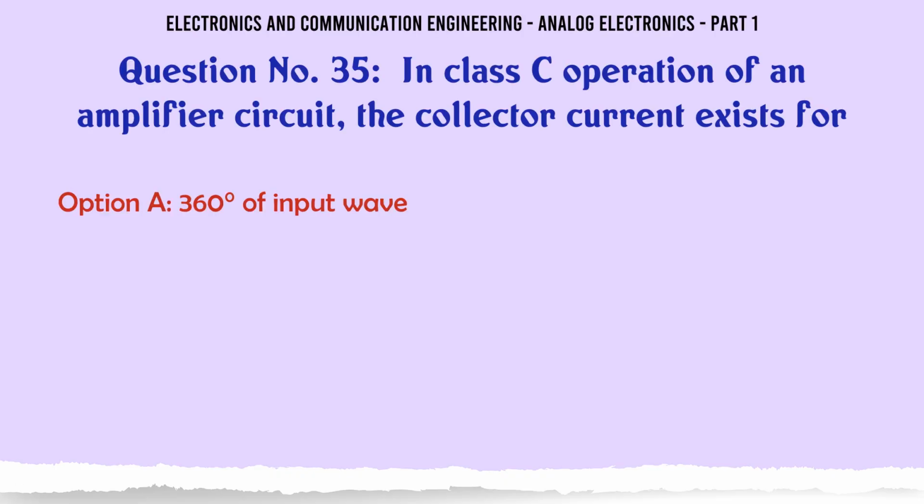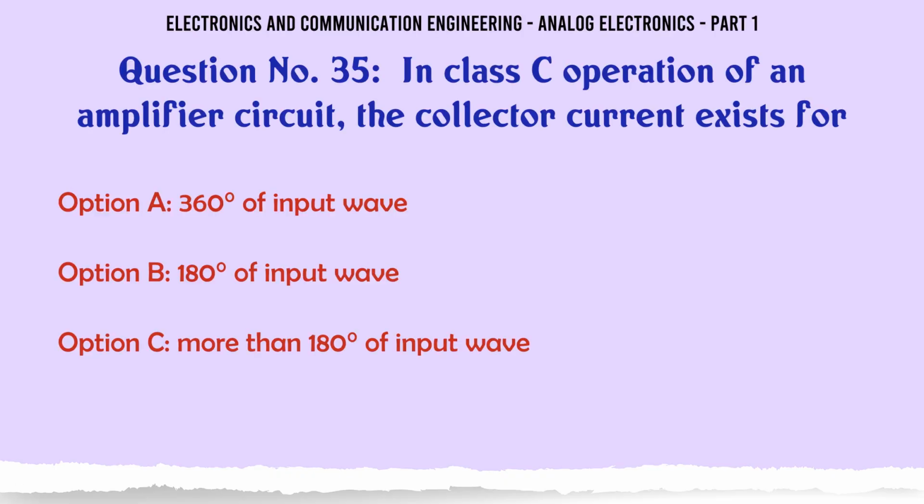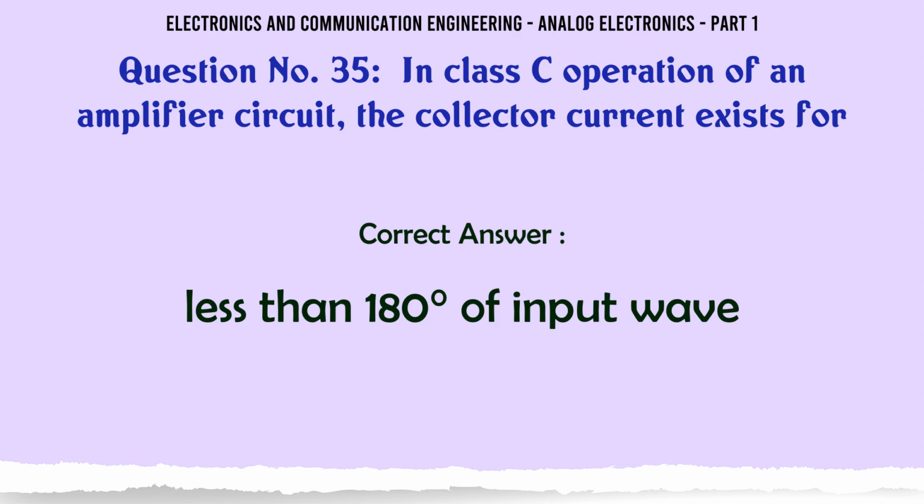In class C operation of an amplifier circuit, the collector current exists for A. 360° of input wave, B. 180° of input wave, C. more than 180° of input wave, D. less than 180° of input wave. The correct answer is less than 180° of input wave.